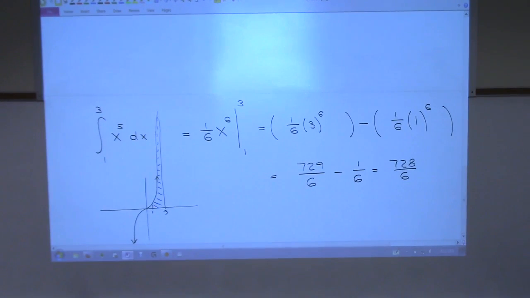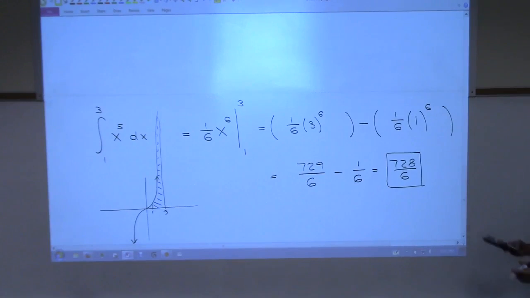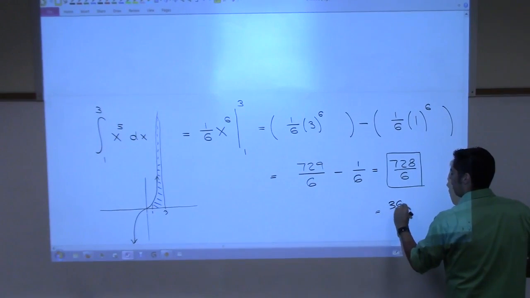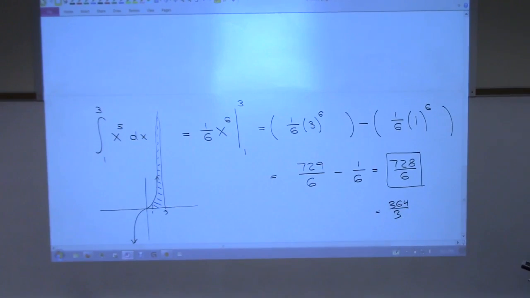Yeah, I'm getting a repeating decimal, right? So what I'm going to do is just leave it like this. This is our exact answer. You can reduce it. You can divide each of these by 2, but it would not be wrong to leave it like that, no. But as a decimal, I'd just avoid the decimal, yes. Reduce it to 364 over 3. Yep, 364 over 3.